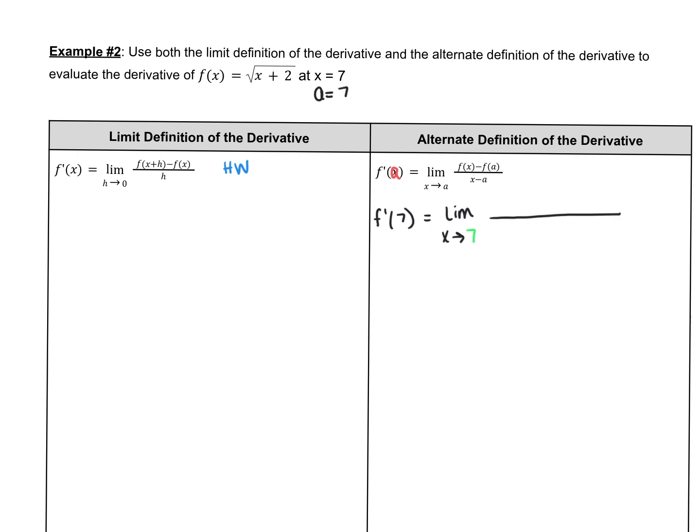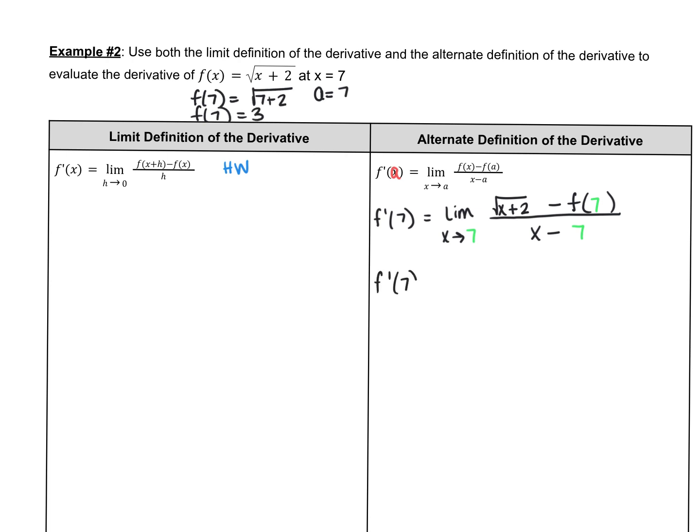Our f of x is our original equation, so this guy, minus f of a, gets 7 again, and then the bottom, x minus a, this time again, a is 7, so we put 7 here. So just like we did before, we can't do anything with this until we figure out what f of 7 is. So let's jump to our original function, and we want to find f of 7. So the square root of 7 plus 2. 7 plus 2 is 9. Square root of 9 is 3. So f of 7 is 3. So let's go ahead and plug that in.